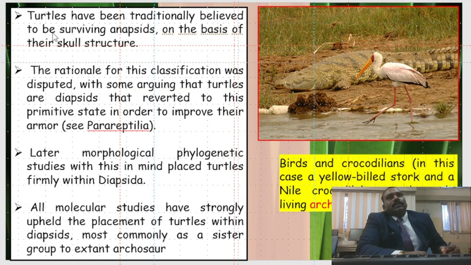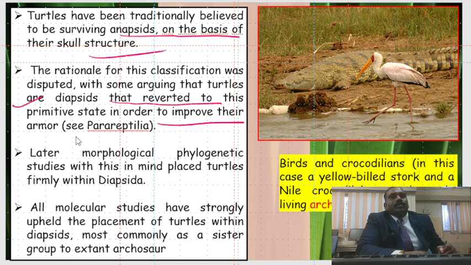The turtles have traditionally been believed to be surviving anapsids on the basis of skull structure. The traditional classification was disrupted by arguments that the turtles are diapsids that secondarily lost the holes in order to improve their armor. Later morphological and phylogenetic studies placed the turtles within the diapsids. All the molecular studies have strongly upheld the placement of the turtles within the diapsids, most commonly as the sister group of the extinct archosaurs.